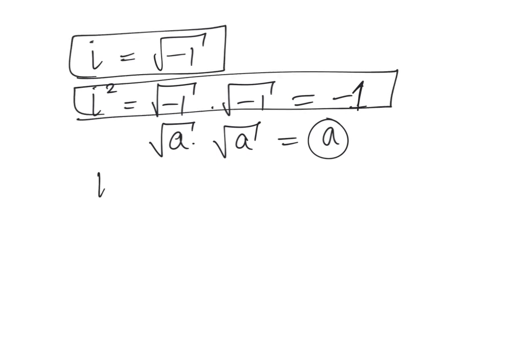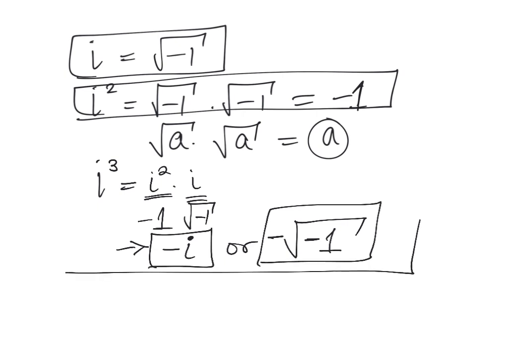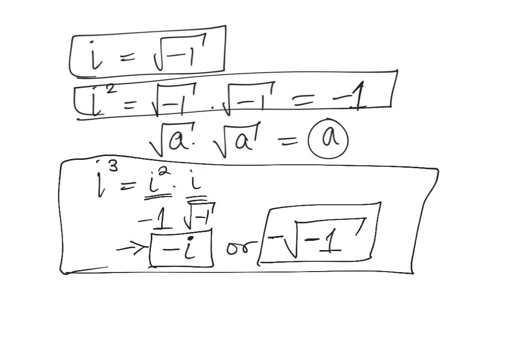i was the square root of -1. i cubed would be the same thing as saying i squared times i. We know what i squared is, it's -1. We know what i is, the square root of -1. Therefore, i cubed would be equal to -i, or negative square root of -1. Do you see? So sometimes we just put that as -i. So that's i cubed. It's a very interesting one.